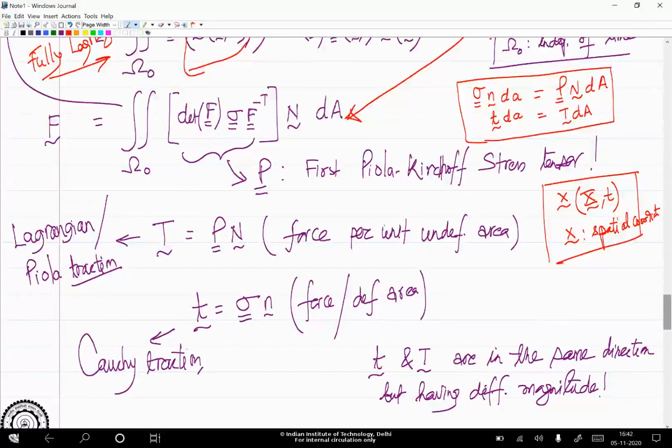All these strains are measured relative to the reference configuration, so it should also be a nice configuration. So you have two objectives to maximize: one, you want a nice configuration, and two, you want a stress-free configuration. It can be either of the two or in between also. Okay, sir. But theoretically, you can take any configuration to be the reference configuration. Okay, sir.